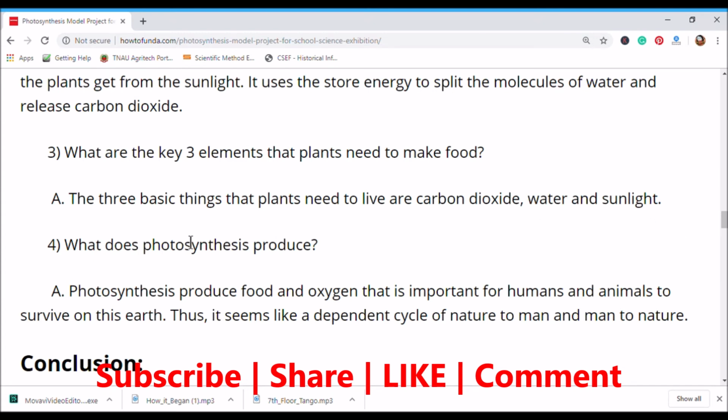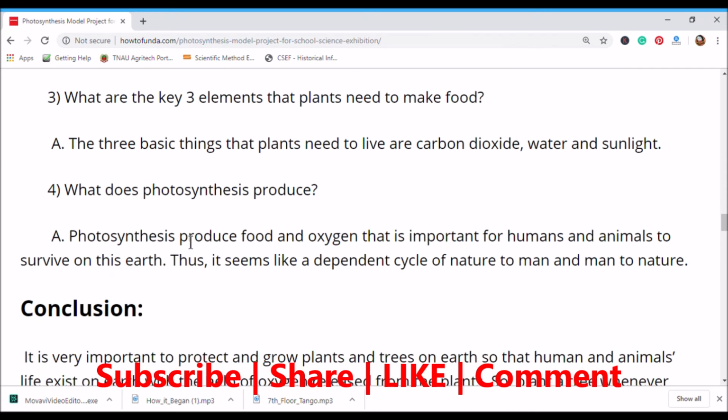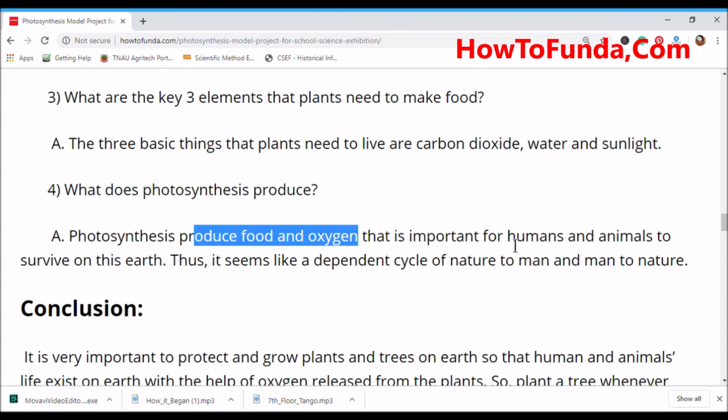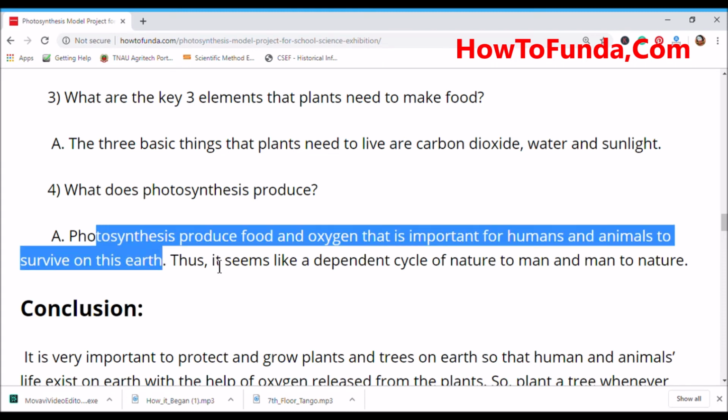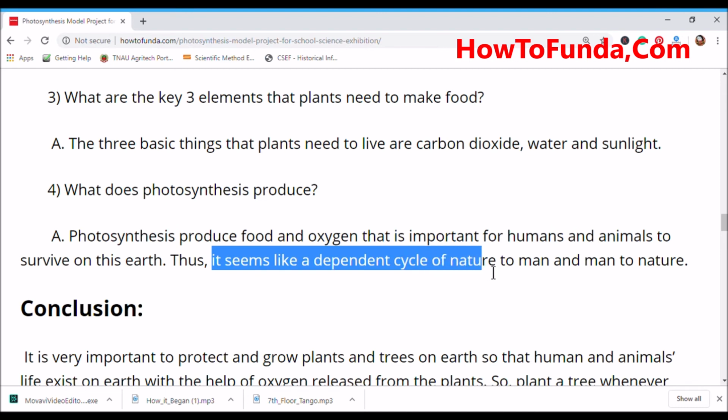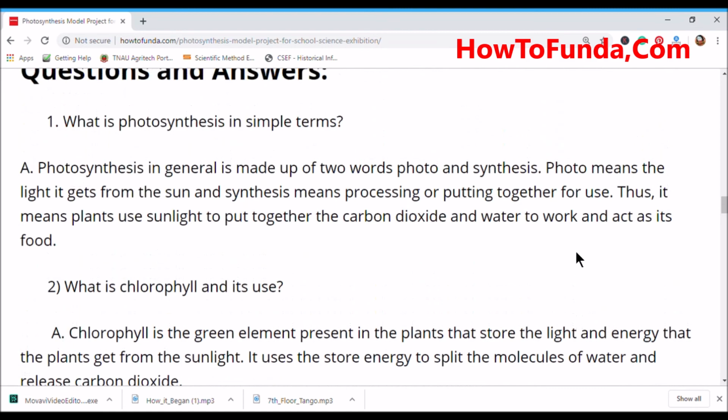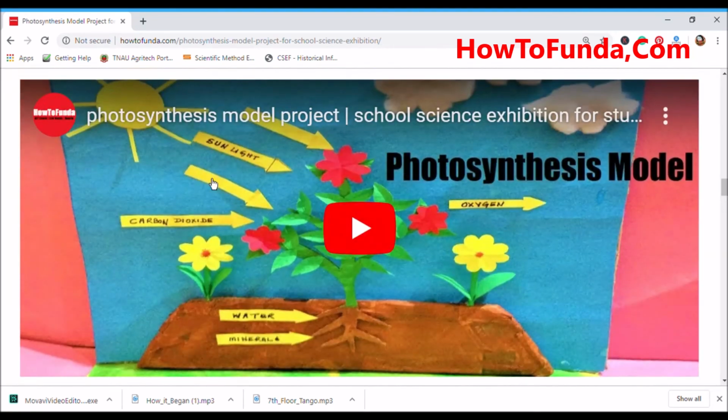What does photosynthesis produce? Photosynthesis produces food and oxygen that is important for humans and animals to survive on the earth. Thus, it seems like a dependable cycle from nature to man and man to nature. This is all about the important questions you may get in the science exhibition when you are demonstrating the model.